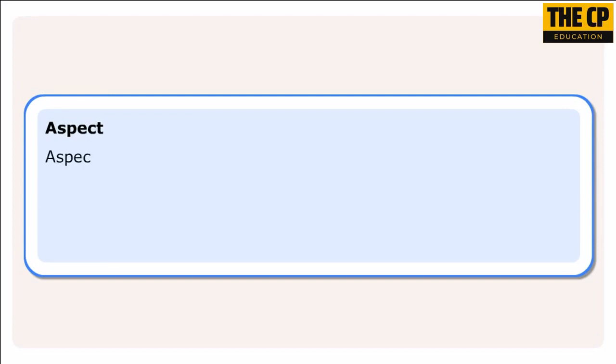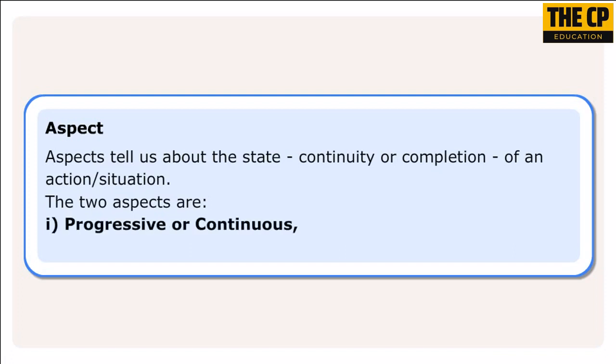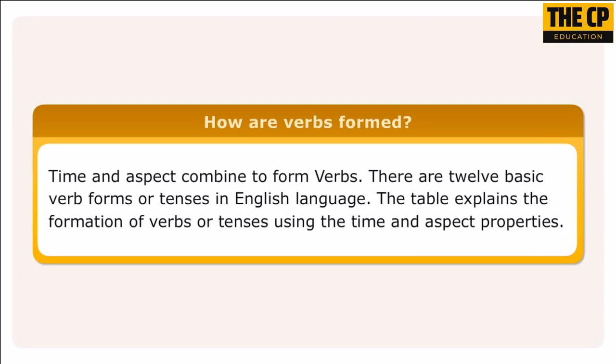Aspect. Aspect tells us about the state, continuity or completion of an action or situation. The two aspects are 1. Progressive or continuous, and 2. Perfective. How are verbs formed? Time and aspect combine to form verbs. There are 12 basic verb forms or tenses in the English language. The table explains the formation of verbs or tenses using the time and aspect properties.